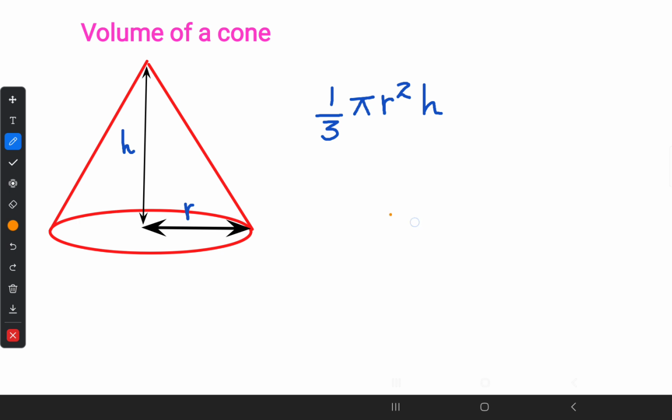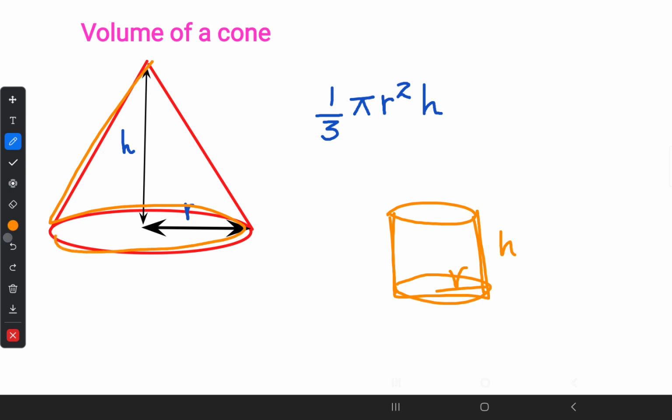Suppose we construct a cylinder with the same height and same radius. This is a cylinder, a kind of barrel. You are going to fill water within this cone-shaped mug and fill that into the cylinder. First of all, you fill some water in the cone and pour that into the cylinder.